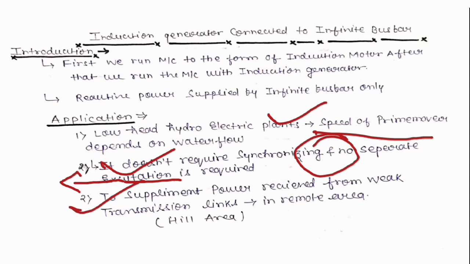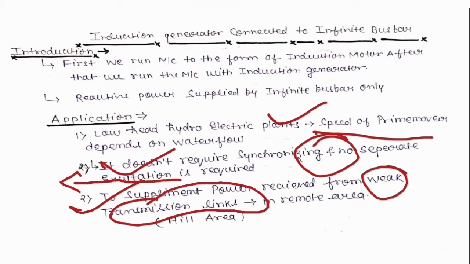The second application is to supplement power received from a weak transmission line. What is a weak transmission link? Actually, weak transmission links are in some remote areas where we cannot spread out our transmission line well. For example, in a hill area, we cannot afford to spread out the transmission line widely.